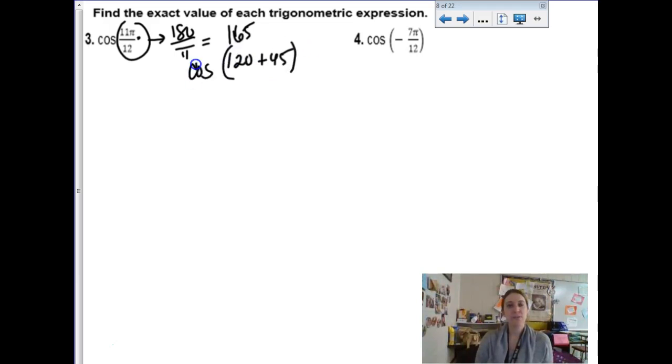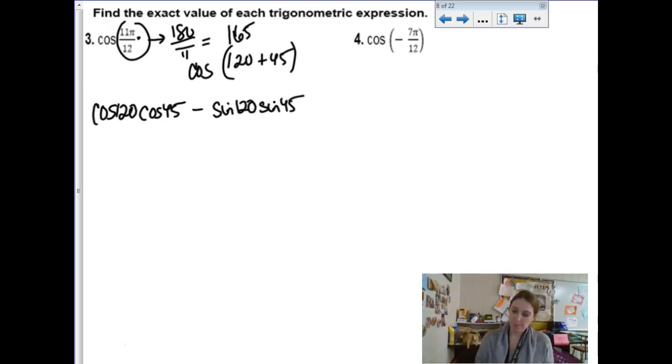So what if I did the cosine sum formula? That would be cosine, cosine, sine, sine with the opposite sign. So cosine of 120, cosine 45 with a minus sign, and then sine of 120, sine of 45.